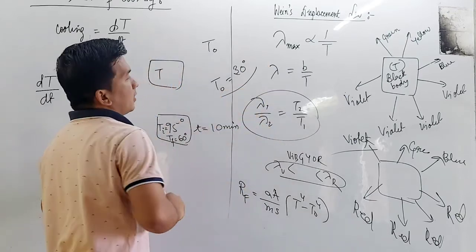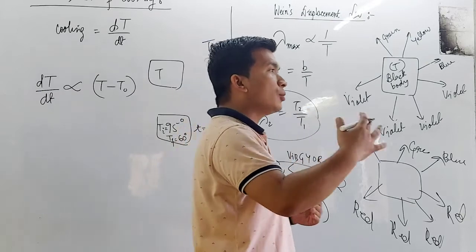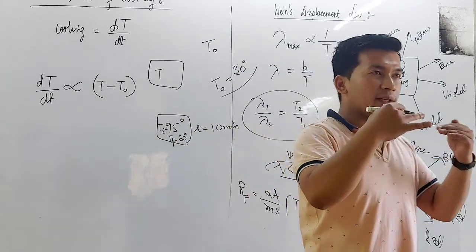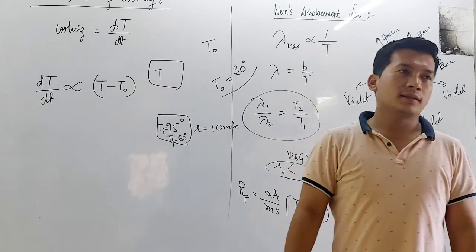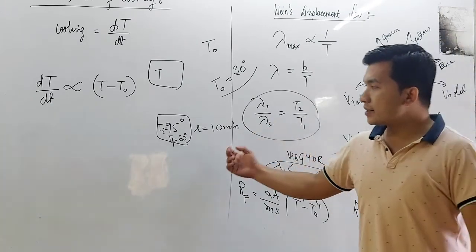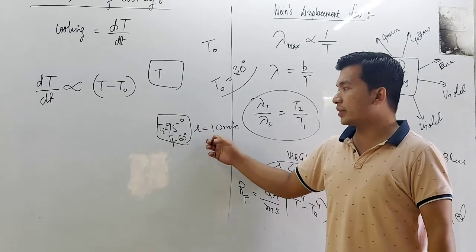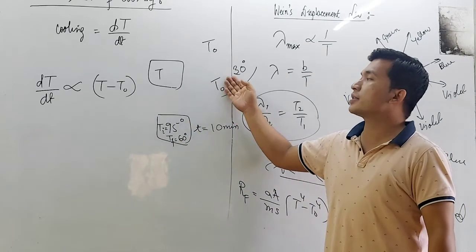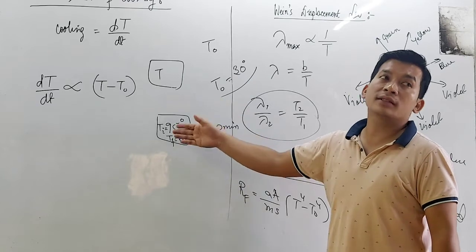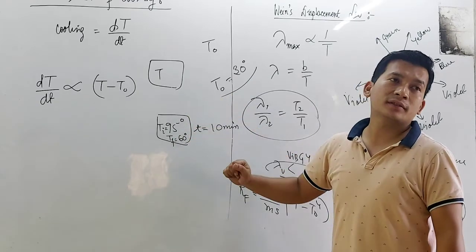Then very simple. Will the cooling continue or will it stop after 10 minutes? Do you understand what I am trying to say? The body cooled down from 95 to 60 in 10 minutes. Surrounding temperature is 30 degrees. Will cooling continue or will cooling stop here after 10 minutes?